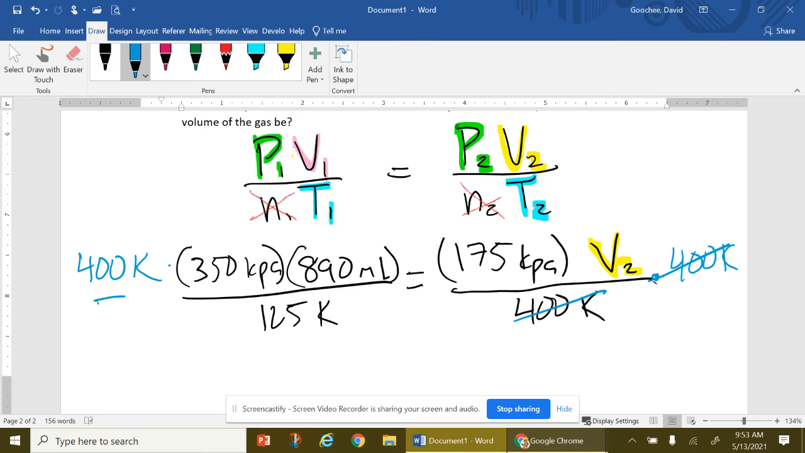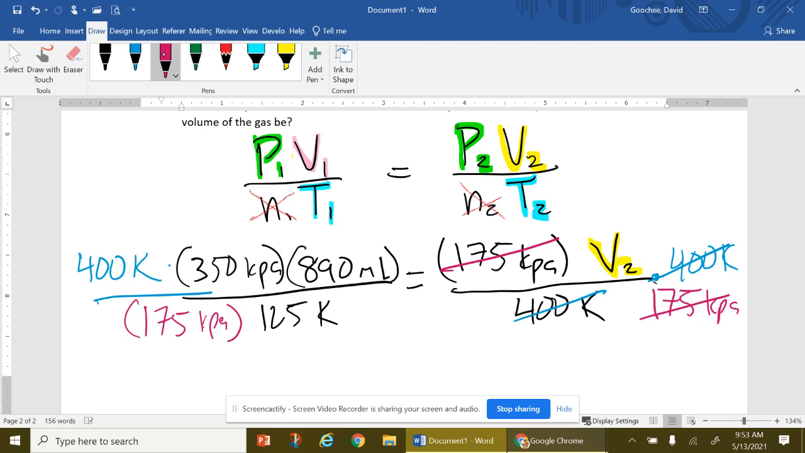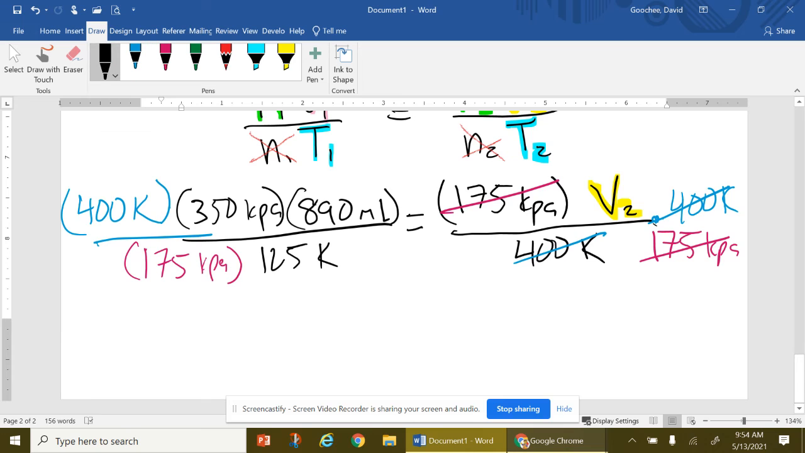Okay? What else is being done to this thing? Well, the volume is being multiplied by 175 kPa. Well, guess what? To undo multiplying by 175, we have to divide by 175 kPa. And if we divide on this side, then we got to divide on this side, 175 kPa. So it looks a little messy, but pretty much the final volume is equal to this stuff on the top divided by this stuff on the bottom.